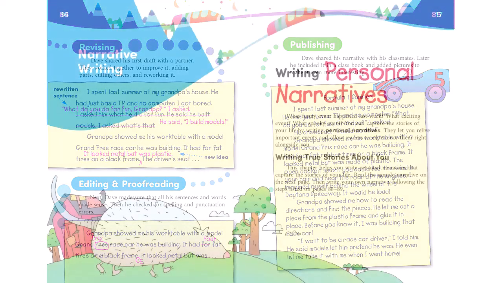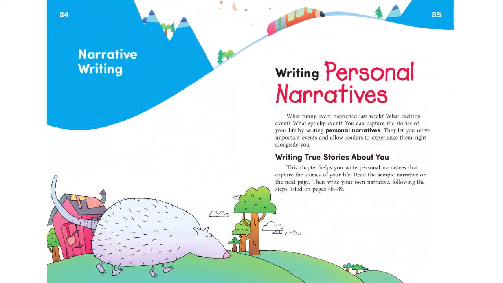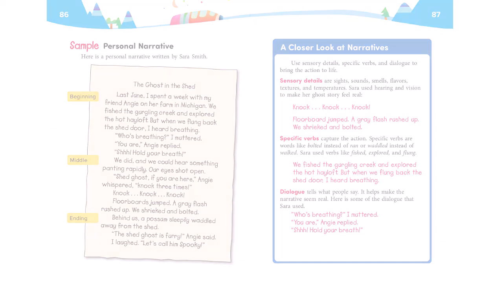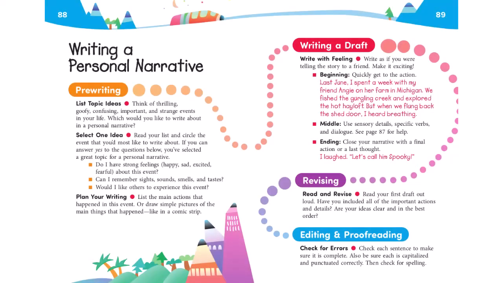Let's take a look at the forms section. This is a chapter about writing personal narratives, stories about you. Students receive an introduction to the form, read a student model, take a closer look at what's working in that student model, and then follow guidelines to create their own writing through pre-writing, writing, revising, editing, and proofreading.